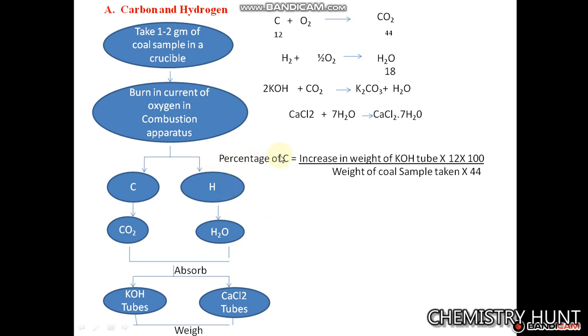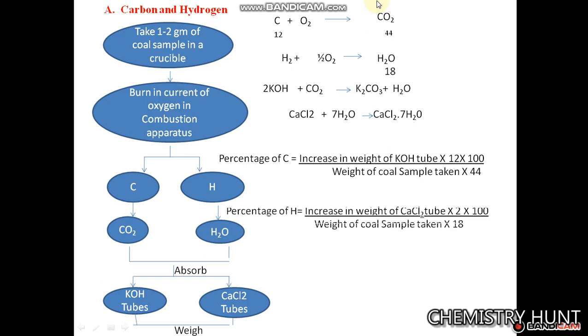Hence, the percentage of carbon will be increase in the weight of potassium hydroxide tube into 12, that is for carbon, into 100 upon weight of the coal sample taken into 44, that is for carbon dioxide, whereas percentage of hydrogen is equal to increase in the weight of calcium chloride tube into 2, that is for hydrogen, into 100 upon weight of the coal sample taken into 18. 18 is for water. In this way, we are able to calculate the percentage of the carbon and hydrogen.